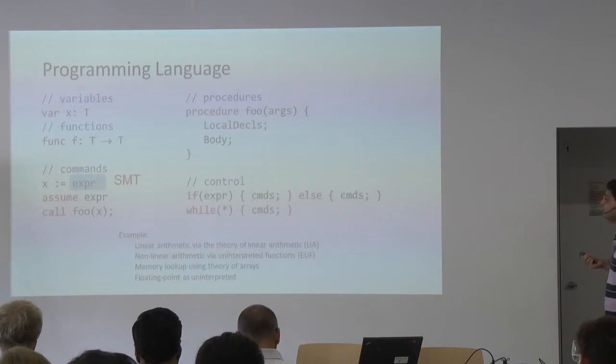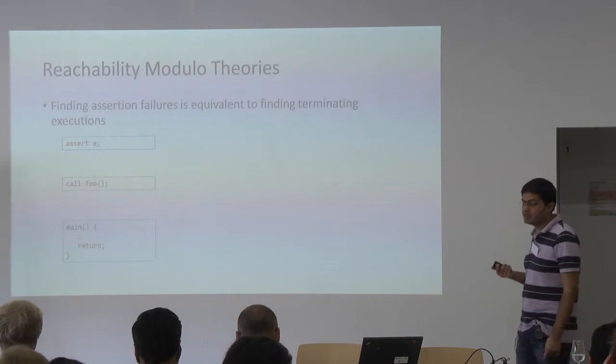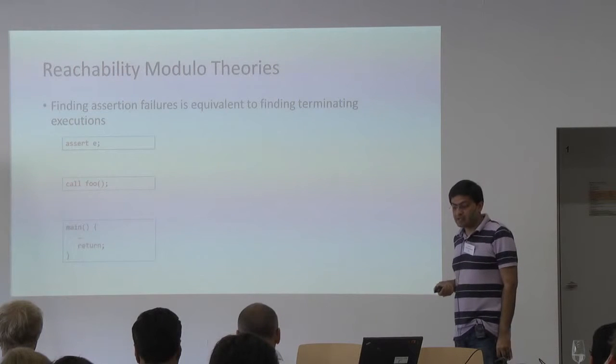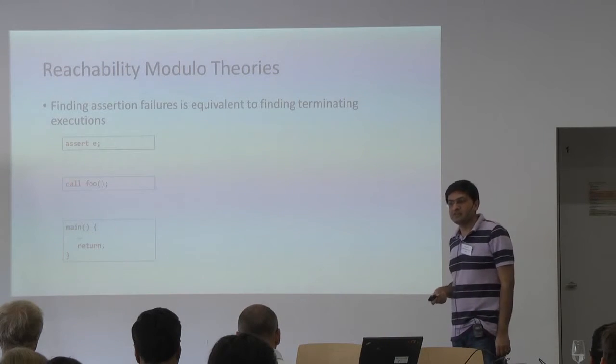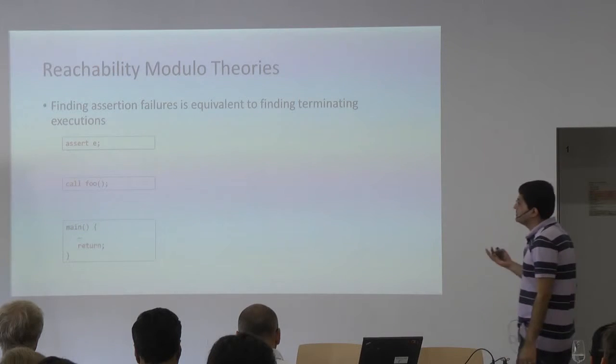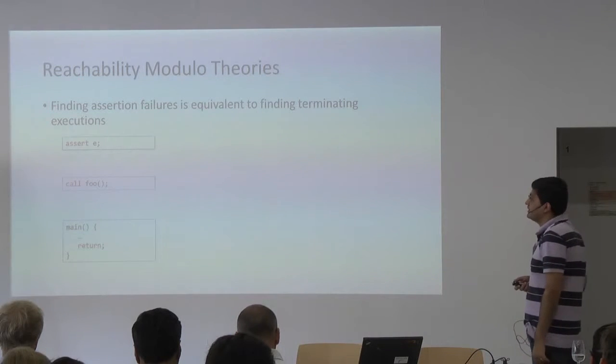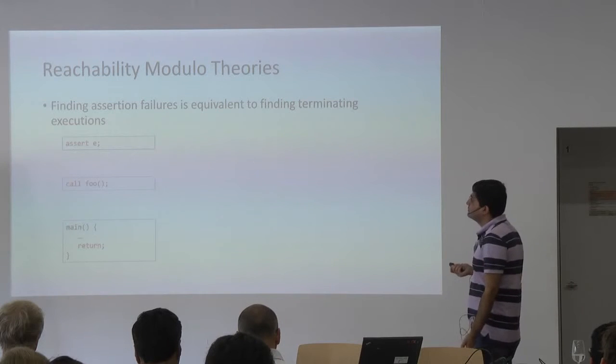So one thing to note is that the way I define RMT is that I am interested in finding terminating executions, but that's kind of like the same thing as finding assertion failures. And this is just a one slide justification of why these problems are equivalent.